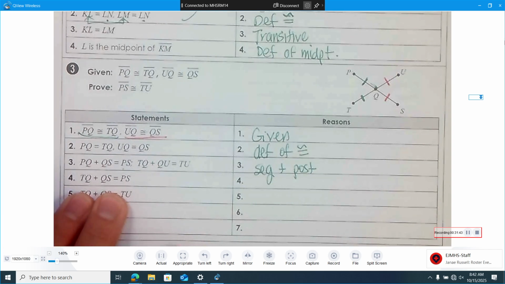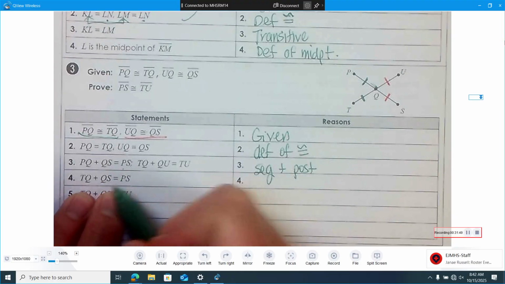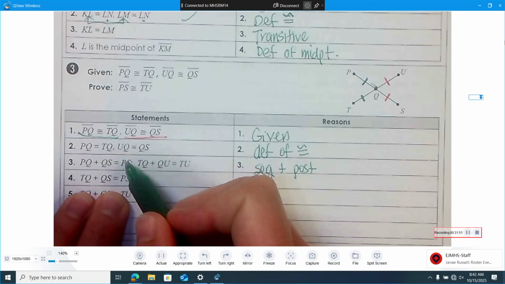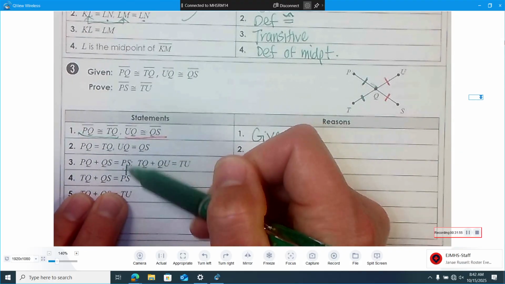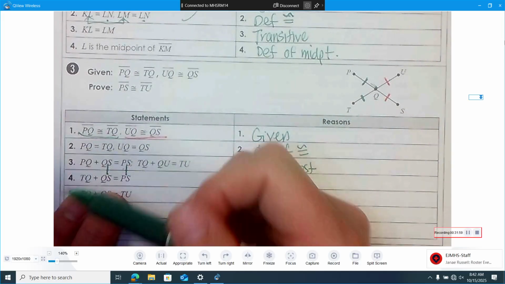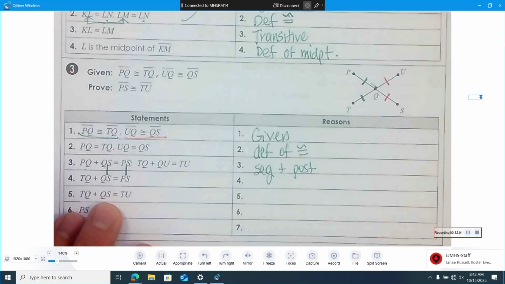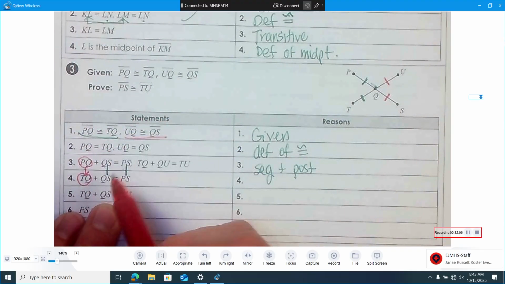All right, so then let's see. If I compare 3 and 4, I see PS matches up above and QS matches up above. And yeah, very good. The PQ was traded out for a TQ.